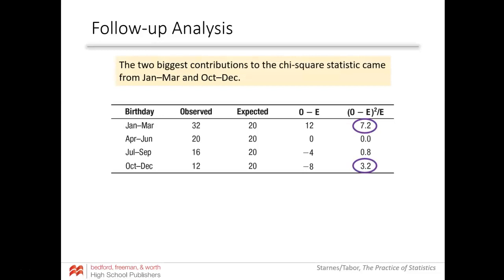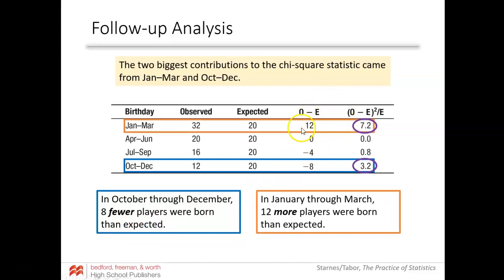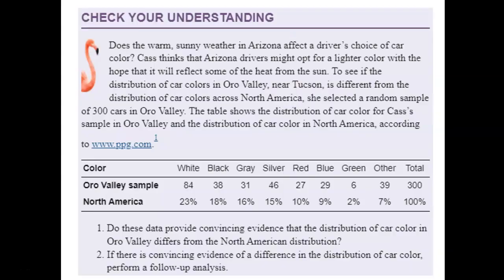So the two biggest contributions to that chi-square statistic came from January to March and October to December. In October through December, eight fewer. Oh, yeah, that was my bad. It was negative. I didn't look closely. Eight fewer players were born than expected. And that goes hand in hand with the idea that 12 more were born than expected in January to March. Because for the data to work out, if you have an overage in one category, you're going to have an underage in the other category, if that makes any sense.